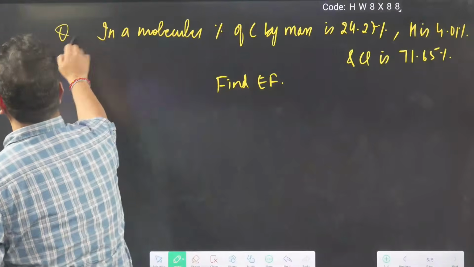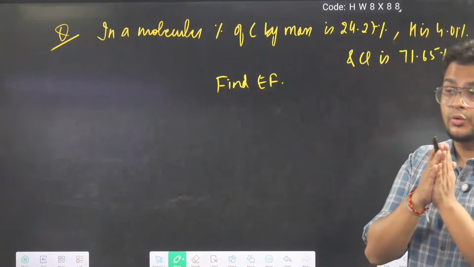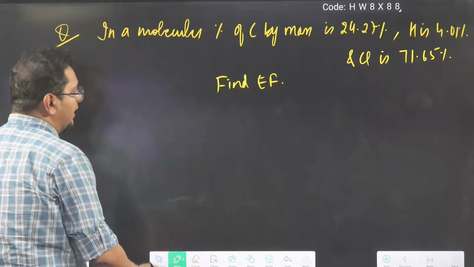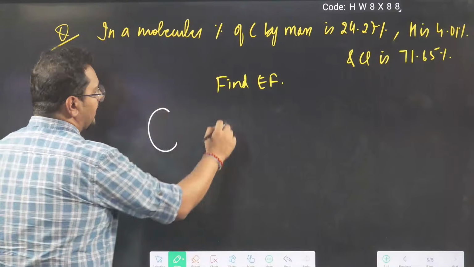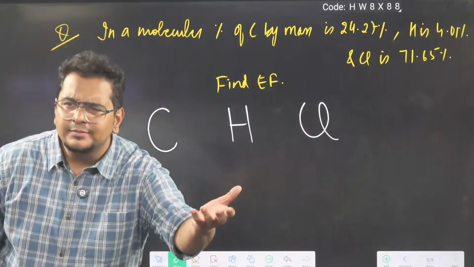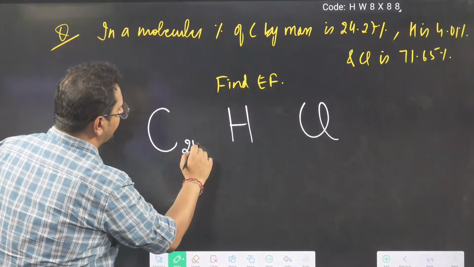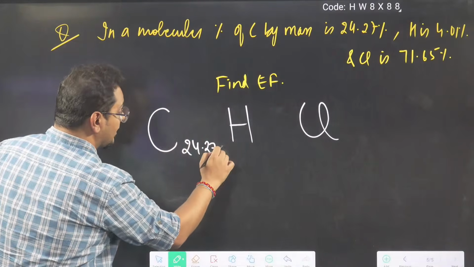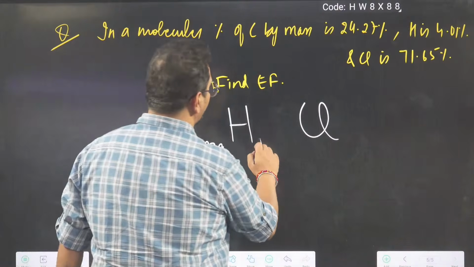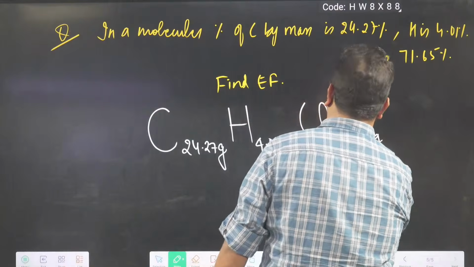So see the method and follow this method only. And why to follow this method, I will show you the example, then you will understand automatically. But see the method first. We will write C, H, Cl. These are the elements. The percentage of carbon is 24.27% by mass. So I can take the mass of carbon to be 24.27 gram, hydrogen to be 4.01 gram, and chlorine to be 71.65 or whatever gram is given in the question.